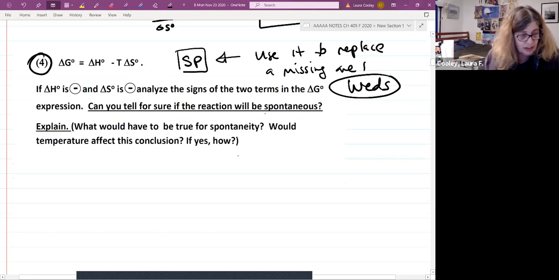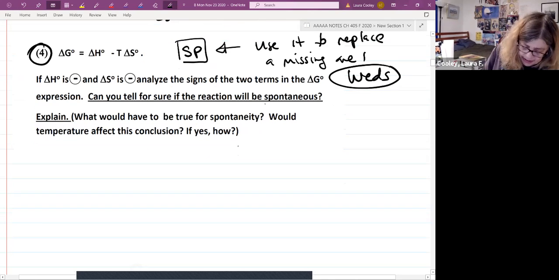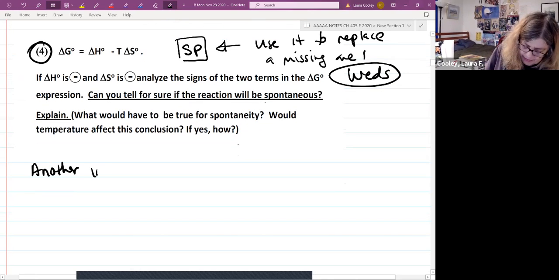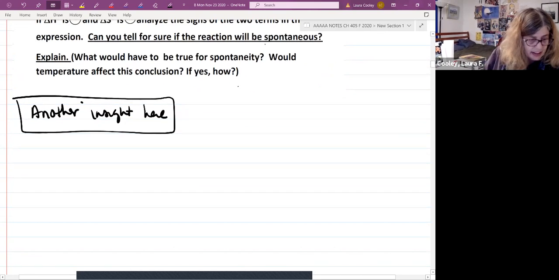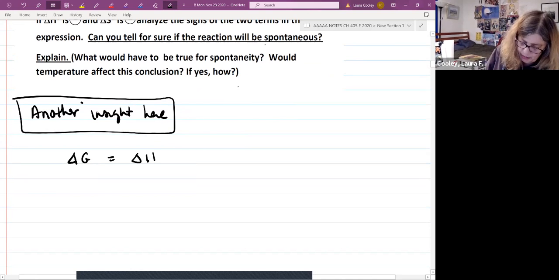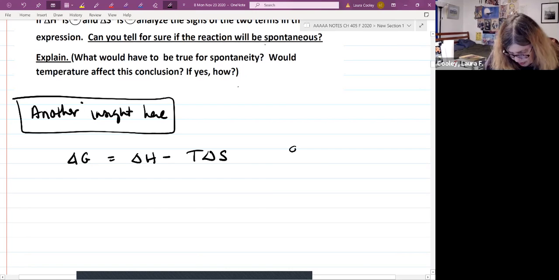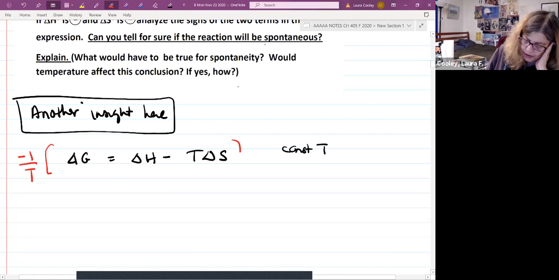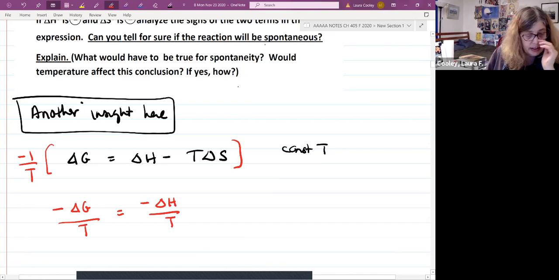Anyway, so I think that's pretty straightforward. But there's another insight that I want to tell you about that I talked about on the very first day of class, believe it or not. And that is when you have this equation, which is of course only true at constant temperature, and you multiply both sides of this equation by -1 over the temperature, you get negative delta G over T equals negative delta H over T plus T delta S over T.